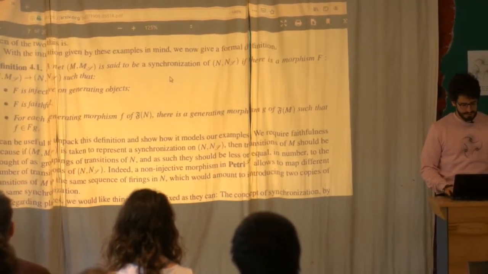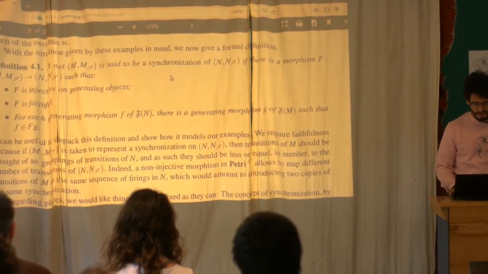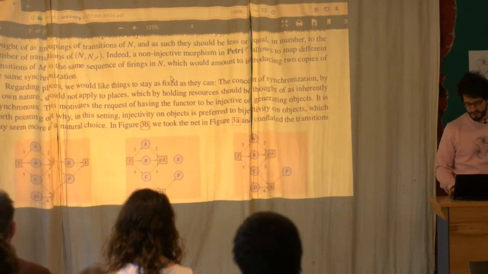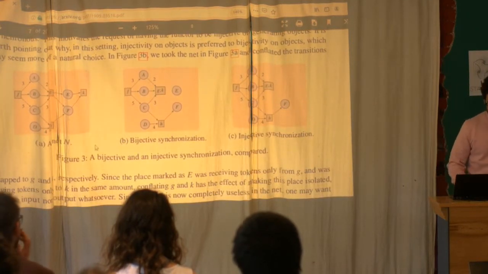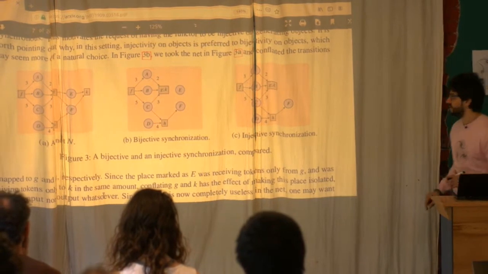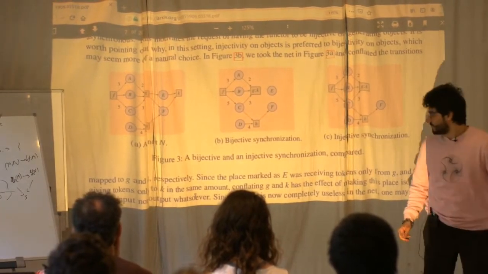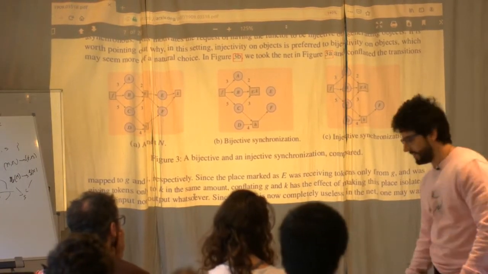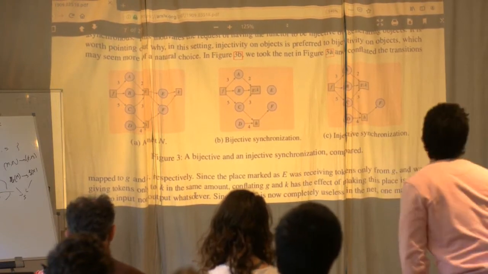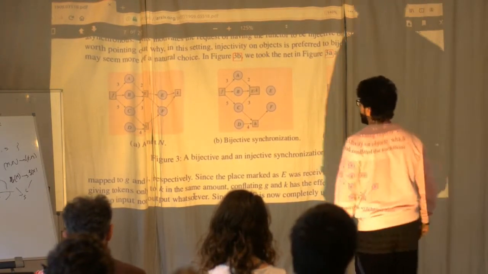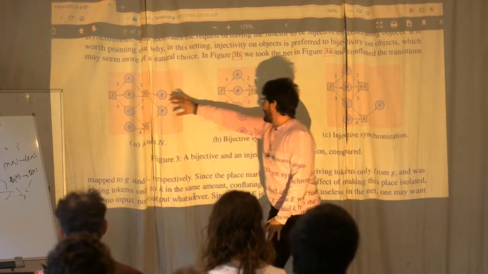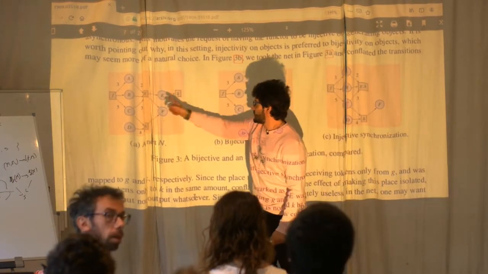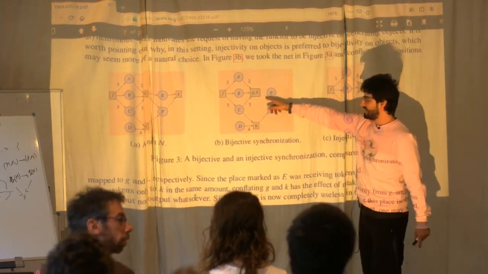Another interesting thing is that you require f to be injective on generating objects and not bijective on generating objects, to get rid of this kind of situation here. It's visible more or less. I have this net and I synchronize this transition and this transition. What I get is this.